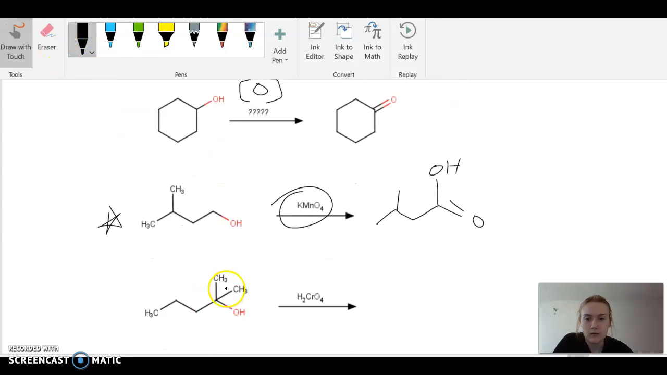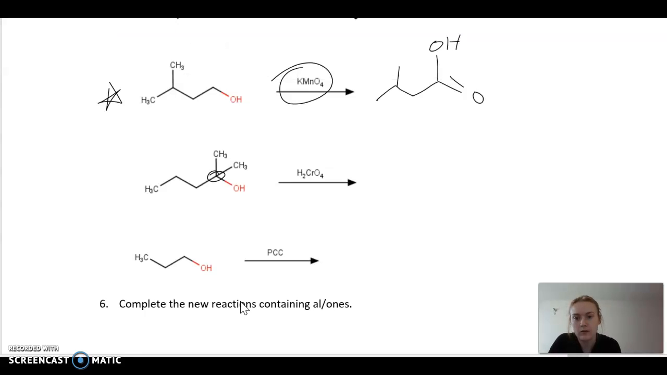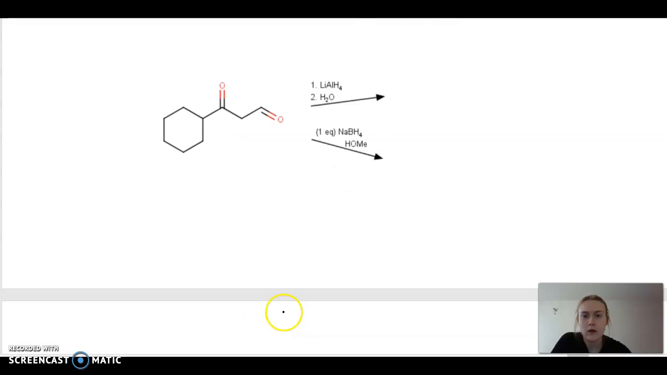Alright, so if we keep moving down, this one doesn't have an H to grab off of this carbon, so it's going to be no reaction. And PCC is a special one where it takes primary alcohols and transitions them into aldehydes. So that's preparing ketones and aldehydes.